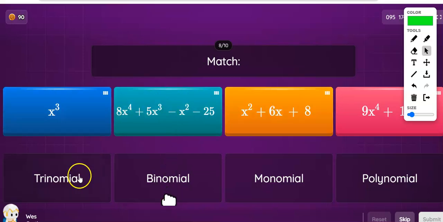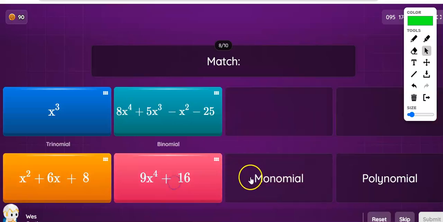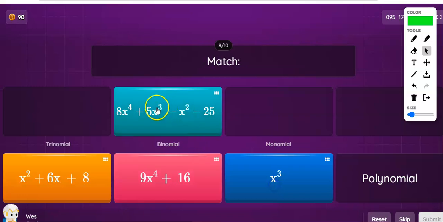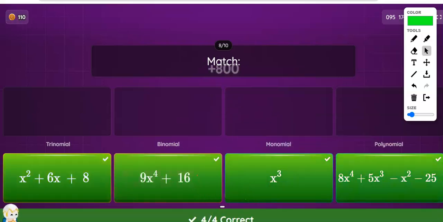Match these up. Trinomial means 3 parts, right? Like this one. Binomial is just 2 parts. Monomial is just 1 part. And polynomial is, by definition, many or 3 or more.